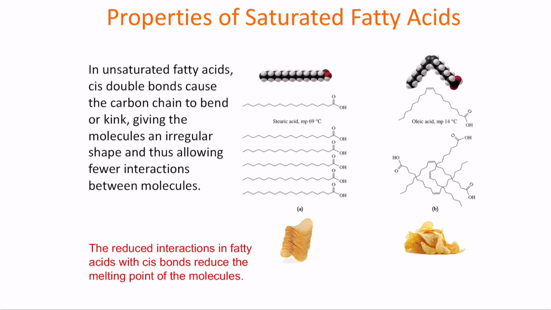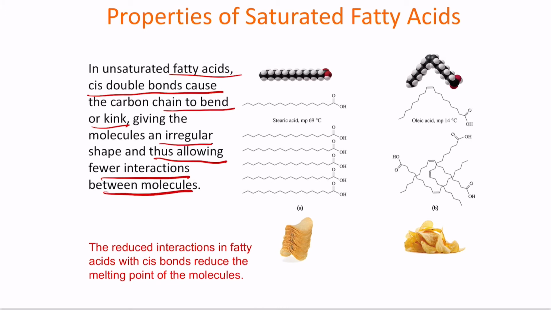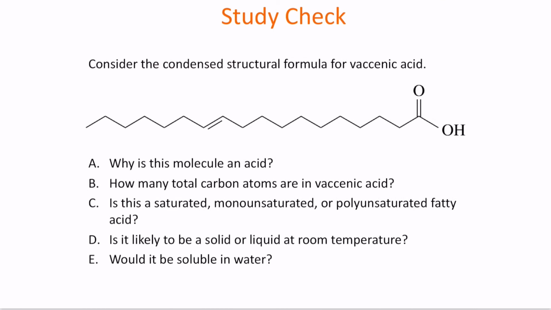In unsaturated fatty acids, the cis double bonds cause the carbon chain to bend or kink, giving the molecule an irregular shape, thus allowing for fewer interactions with other molecules. Trans structures are much more similar to the saturated structures. This reduced interaction in fatty acids with cis bonds reduces the melting point of the molecule. This is one of the reasons unsaturated fatty acids are liquids at general temperatures and they cannot sustain longer.